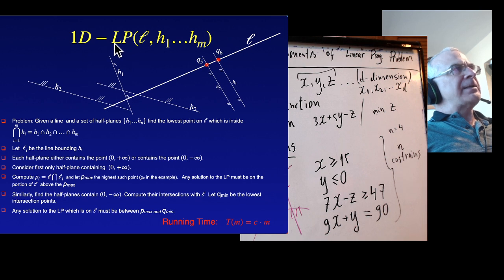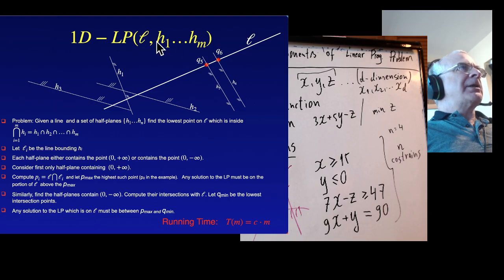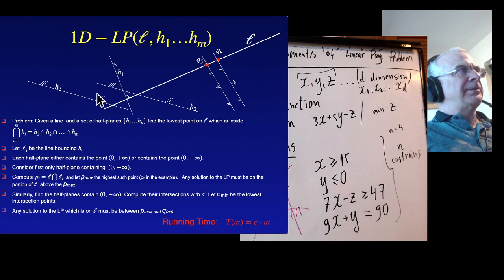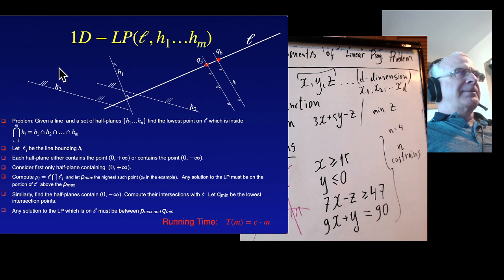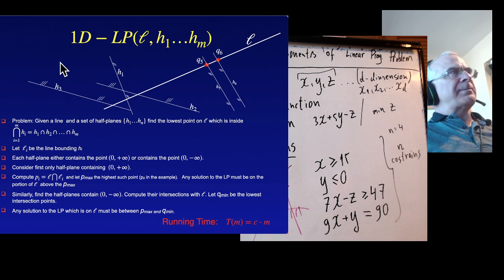My search space is only a one-dimensional line, the line L over here. And in addition, I have m half planes, H1 through Hm. H3, for example, is defined from this infinite line, and points in this half plane are only the points above this line. You see that they are above this line because this little arrow part is pointing toward the side of the half plane that you are willing to accept.